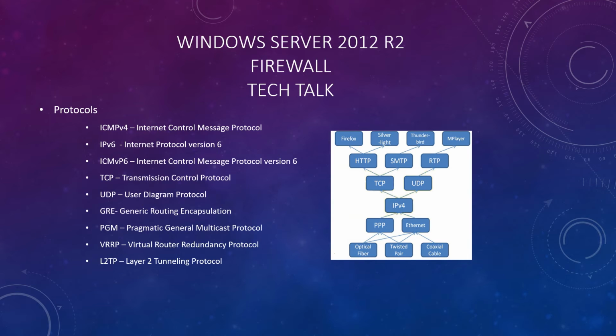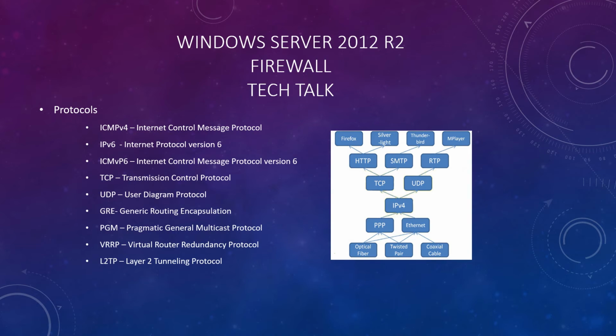UDP is User Datagram Protocol. This provides fast delivery of packets, but it does not guarantee that delivery like the TCP protocol does. GRE is Generic Routing Encapsulation. This is a stateless protocol, and it basically encapsulates generic network layer packets. PGM is Pragmatic General Multicast Protocol. It streams data to numerous network receivers in a reliable fashion.